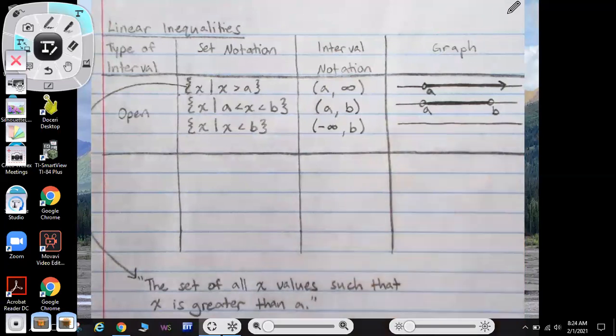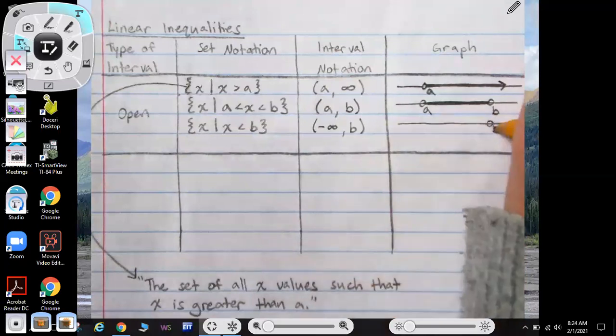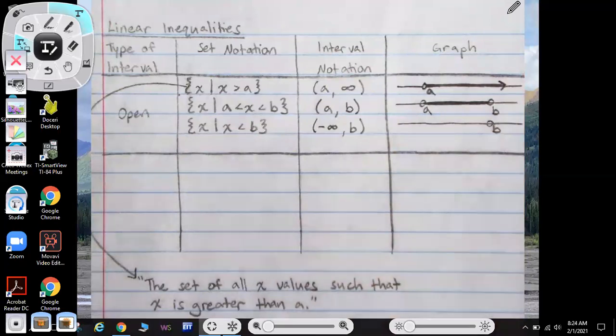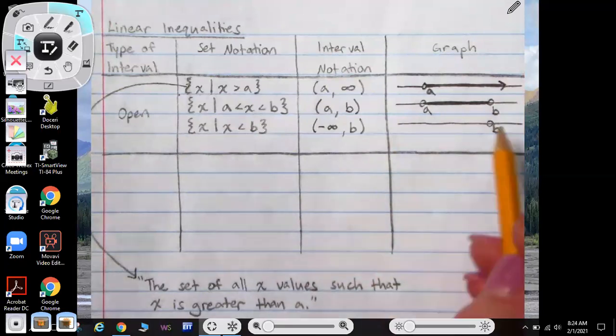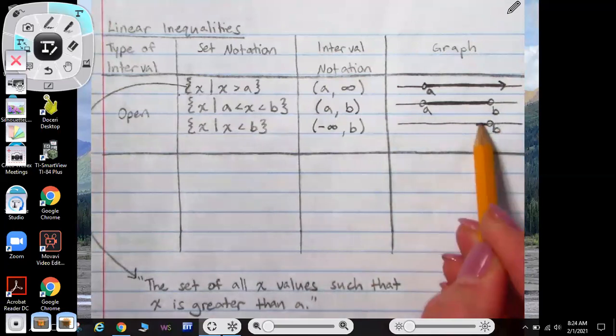Okay, our graph is going to be an open circle at b. And we want all the numbers that are less than b, so we're going to shade the line to the left of b.